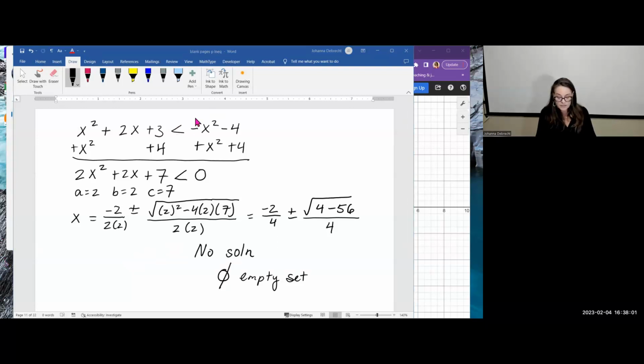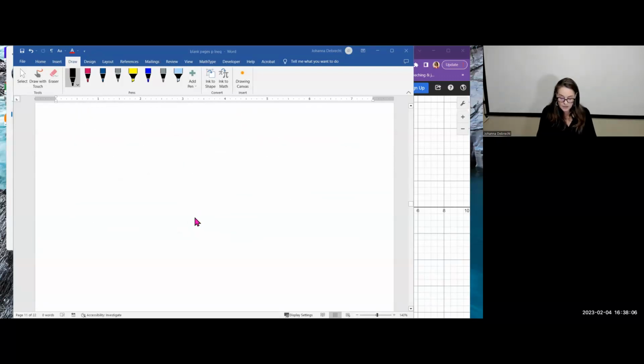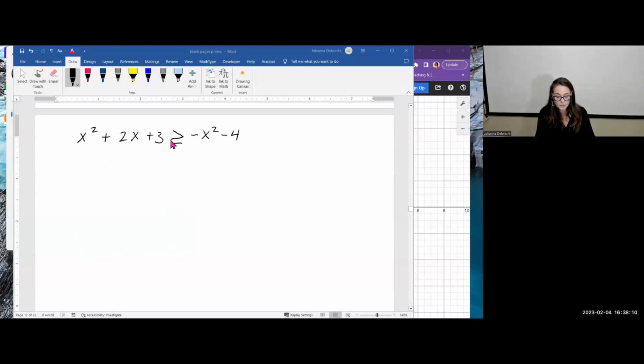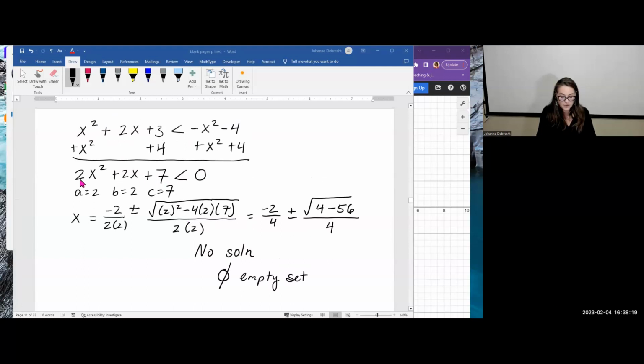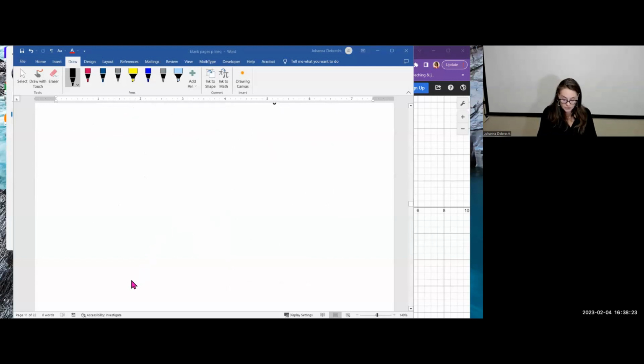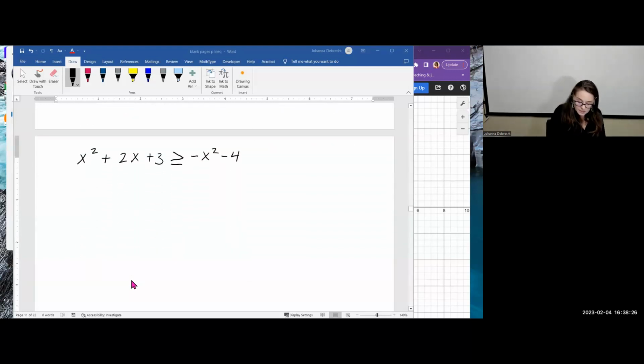So the next thing we want to do is, what would happen if I reverse this inequality? What if instead of less than, it was greater than or greater than or equal to? Let's take a look at the same parabolas, but this time with the inequality being greater than or equal to. Well, when we solve it, we're going to end up with exactly the same thing we did here, 2x squared plus 2x plus 7, but it will be greater than or equal to 0.